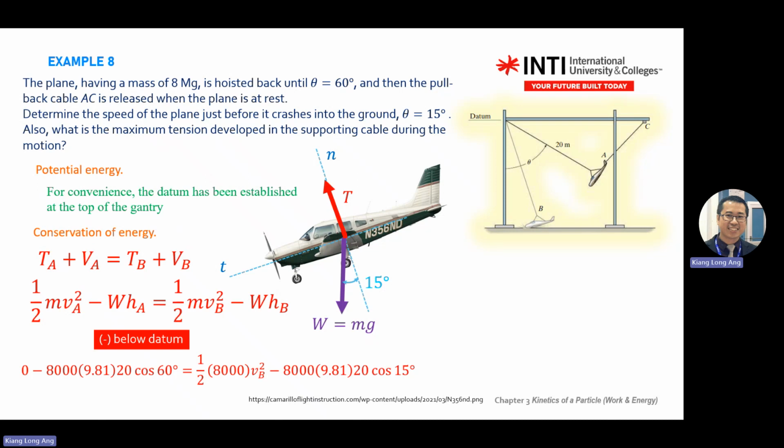Sometimes we are very tricky: you pull the datum down to the object. We give you the datum over here, then you will be confused already. If I pull the datum down, your mgh for A here will be 0 straight away. If I pull the datum down to the body of the aircraft here.